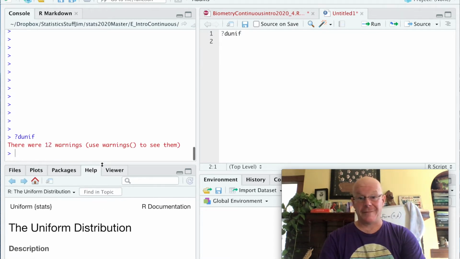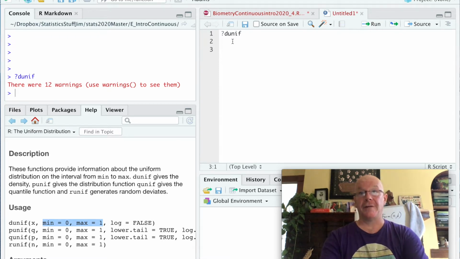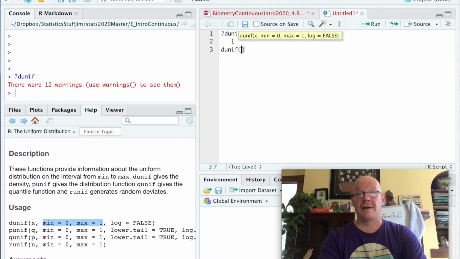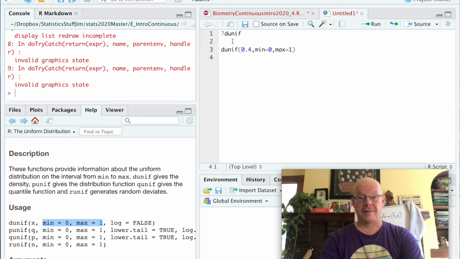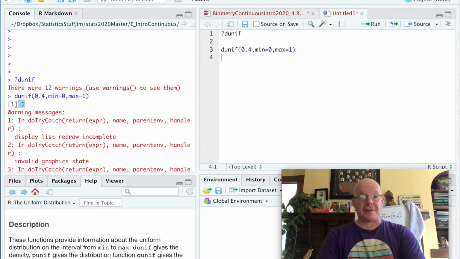Again, d_unif, just like we had d_binom and d_pois, now we have d_unif, which is going to be the density for a uniform distribution. You'll see that the important parameters here are the minimum and the maximum value. So let's say that we want d_unif, and I want to know what the probability density is for 0.4, with the minimum equal to 0 and the maximum equal to 1. If I run that, I get that annoying warning message that R likes to spit at me. You'll see that the answer is 1.